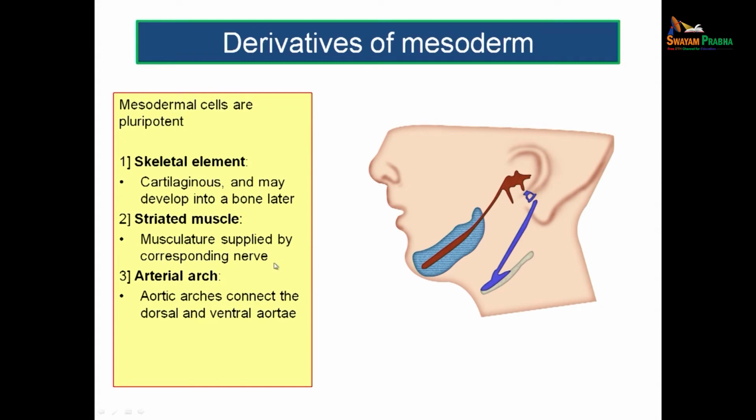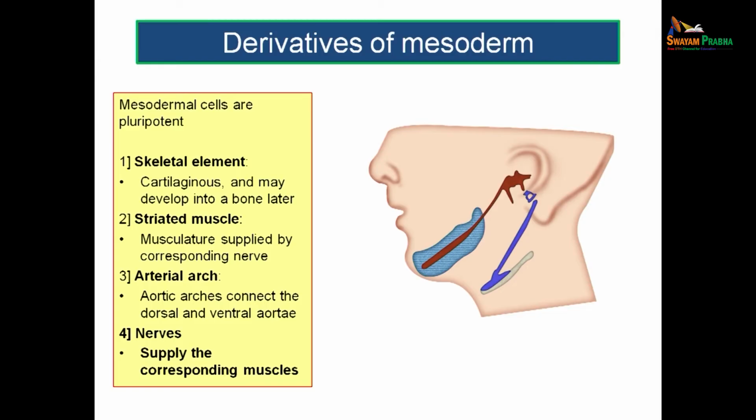So these aortic arches are the connections between the dorsal aorta and ventral aorta, and these aortic arches will be passing through the pharyngeal arches. And you also get nerves in order to supply the muscles of this region. So you have the skeletal element, usually the cartilaginous model, which will be developing into bones later sometimes. Then you have the striated muscle with its corresponding nerve supply.